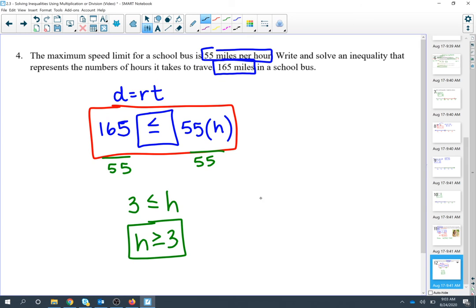If we check our answer, we're traveling 55 miles per hour at 3 hours. 55 times 3 is 165, so we go 165 miles.